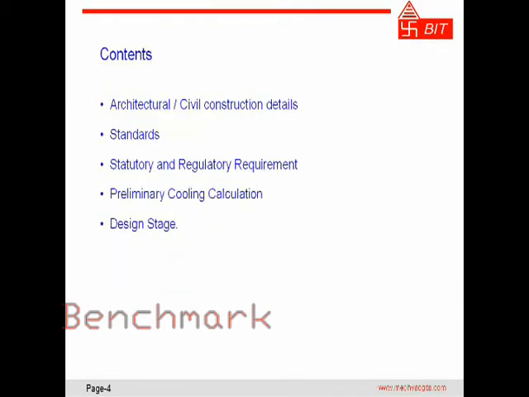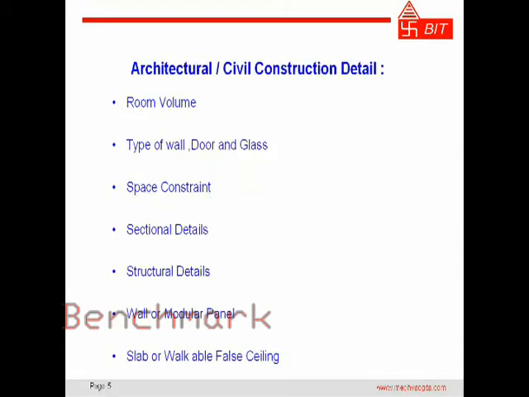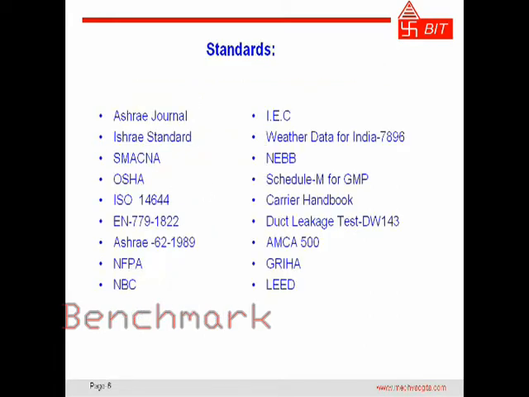Before we do any cooling calculation, we must have architectural and civil construction details, standards, regulatory requirements, and preliminary calculations. These are the minimum requirements: roof volume, type of wall, space constraints, sectional details, structural details, and wall or modular panel or slab or walkable false ceiling, if any. We are going to use ISHRAE standards, ISHRAE weather data for India, along with the Carrier handbook and NFPA firefighting local standards for the cooling calculation.